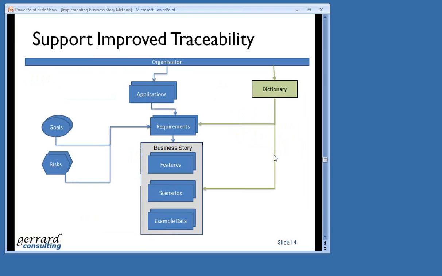Okay. So we talked about traceability, and this is a section of the diagram that I was showing earlier. I can't stress enough the importance of being able to link business stories back to the requirements and back to the goals and the risks that the stakeholders identified at the beginning of the program of work. It's really important that you're able to link these things together, and this is where you start to think about, well, what level of technology support am I going to need to be able to achieve this?